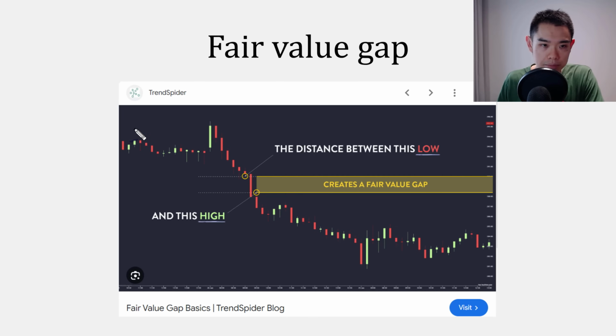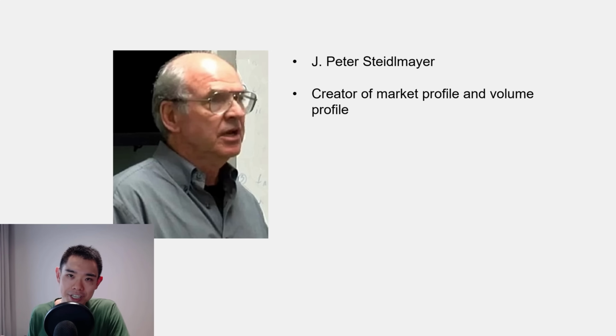Again, similar concept. Here is the fair value, price then breaks down lower, creating this fair value gap. So now, where did this concept of fair value gap originate from? If you ask me, I would give credit to this person called J. Peter State. I hope I pronounce his name correctly. He's the creator of this tool called Market Profile and Volume Profile.